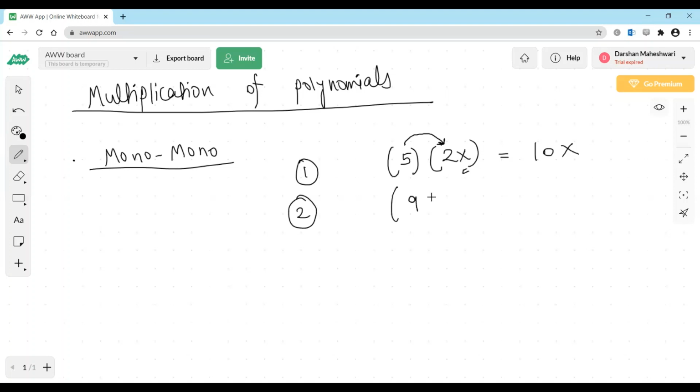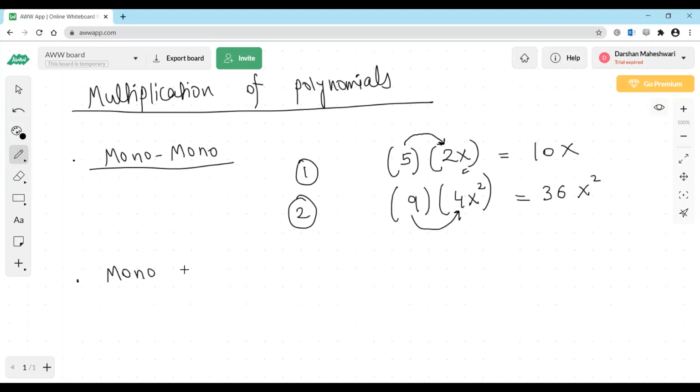Another example is, let's say we want to take 9 and 4x square. In this case, the x square remains as it is, and 9 times 4 is 36. So here we have 36x square.